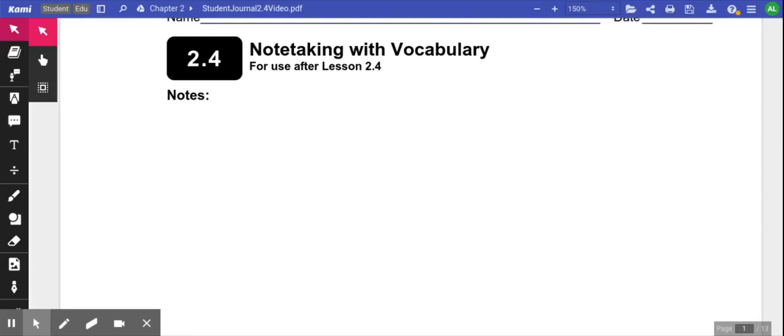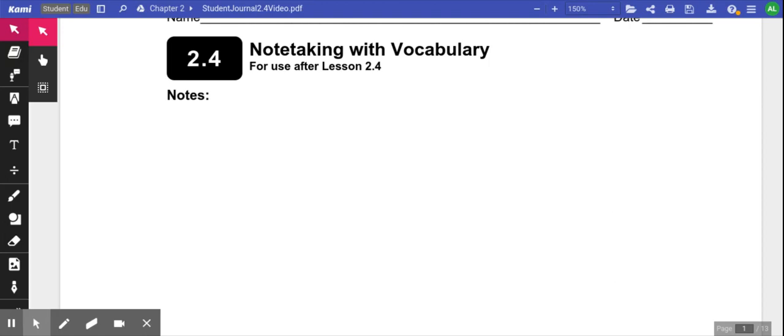Good morning, everyone. Today we're going to go over 2.4. So remember, we have our quiz either on Wednesday or Thursday, depending on whatever day you're in school, but 2.4 is not going to be on the quiz. The quiz is just on 2.1 through 2.3.